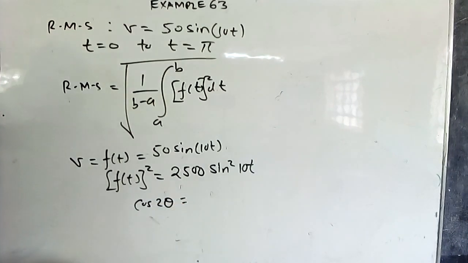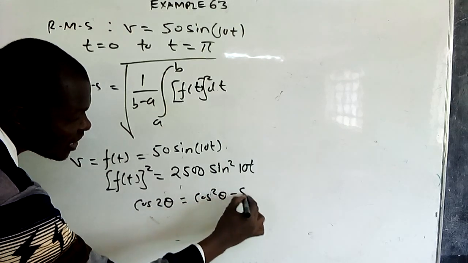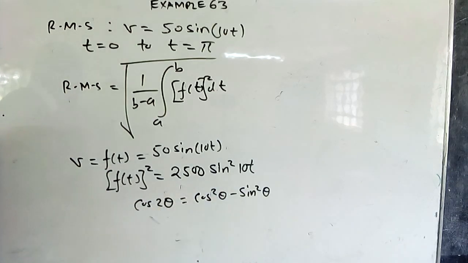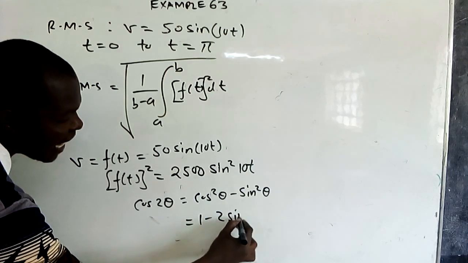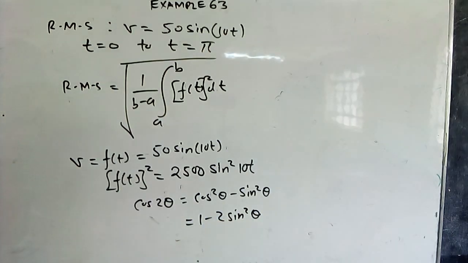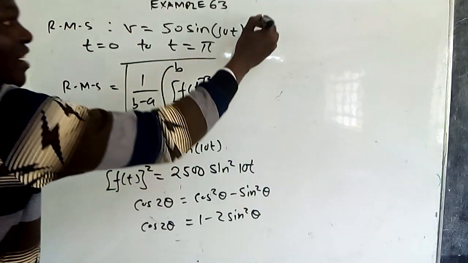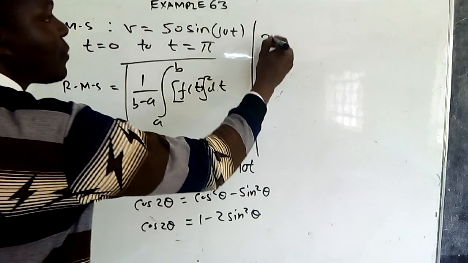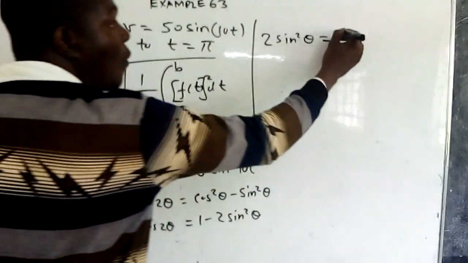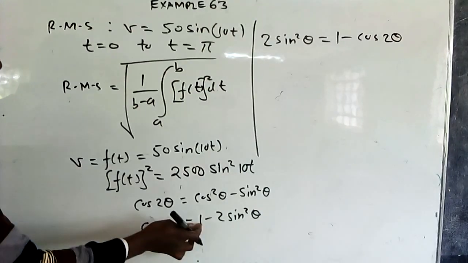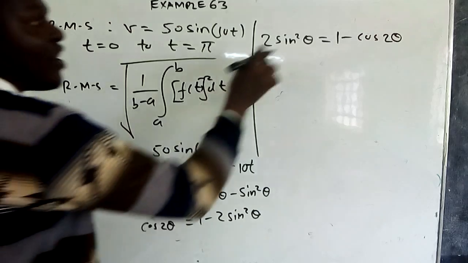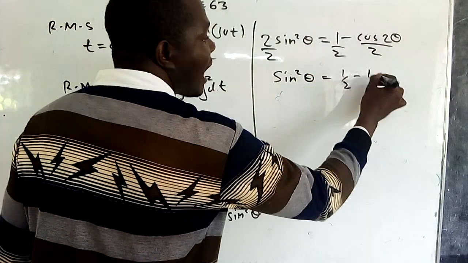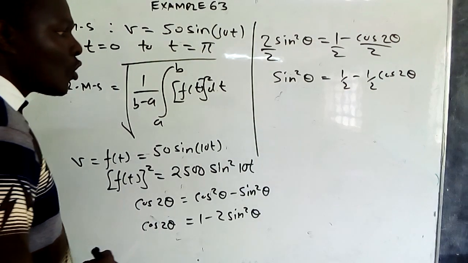When you have cos 2 theta, cos 2 theta is cos squared theta minus sine squared theta. But using the Pythagorean identity, cos squared theta is 1 minus sine squared theta. Meaning this is the same as 1 minus 2 sine squared theta. So you bring 2 sine squared theta this side, and you get 2 sine squared theta equals 1 minus cos 2 theta. Then to get sine squared theta, you divide everything by 2. So you get sine squared theta is a half minus a half cos 2 theta.